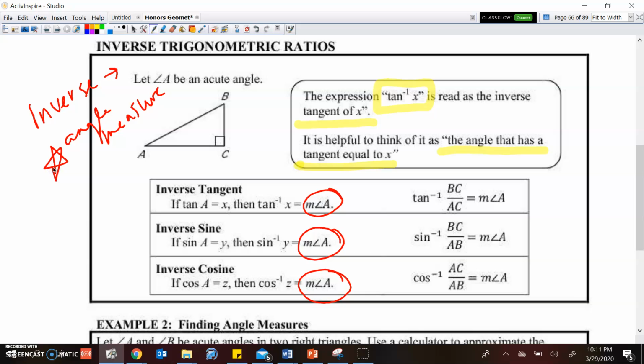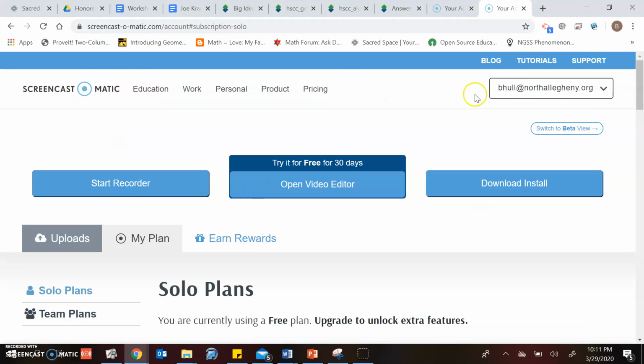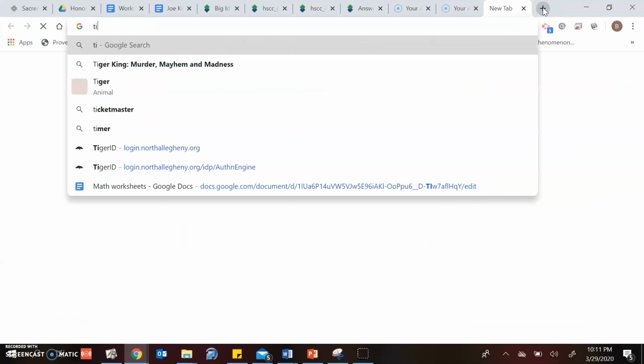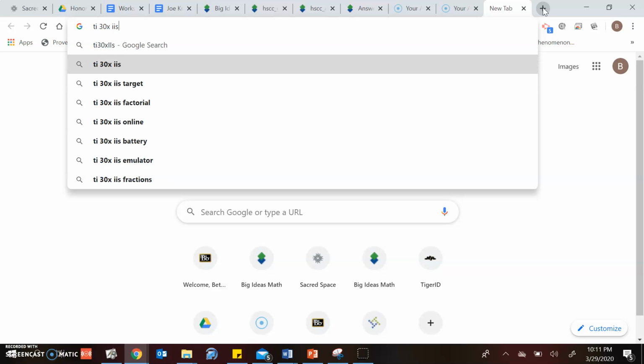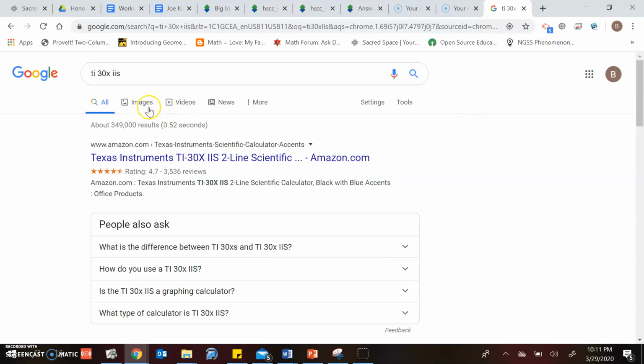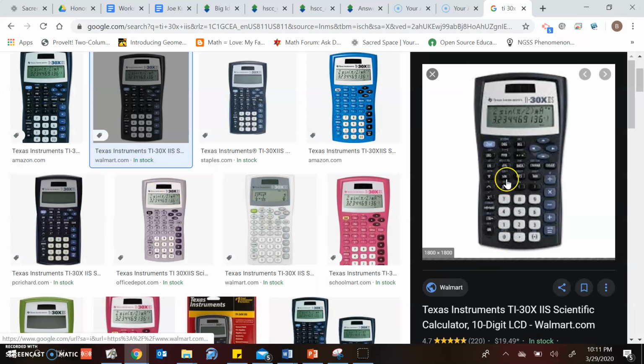Now here's how you're going to use inverse. I'd like you to get the calculator out that you're using, and I'm going to base it off of the TI-30X2S. Let me just Google that real fast so we have that to work from. TI-30X2S. All right, so in this calculator, hopefully we can see it.